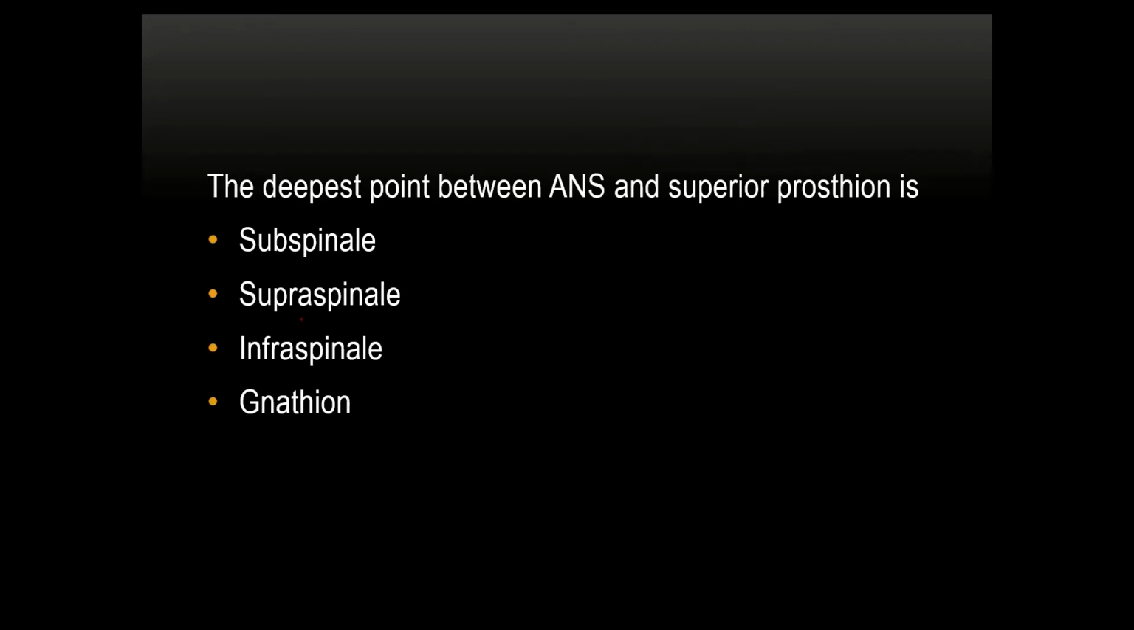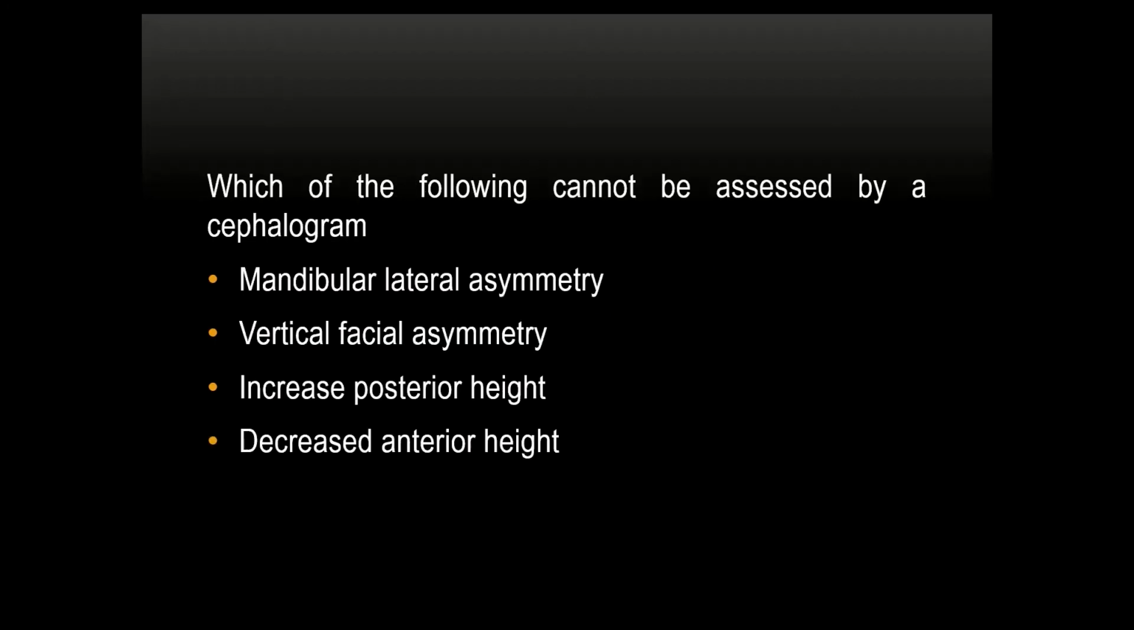Next, the deepest point between ANS and superior prosthion. So the deepest point between ANS and superior prosthion is point A. Now point A is called subspinal. Why? Because it occurs below the ANS. Okay, subspinal. Next, which of the following cannot be assessed by a cephalogram?